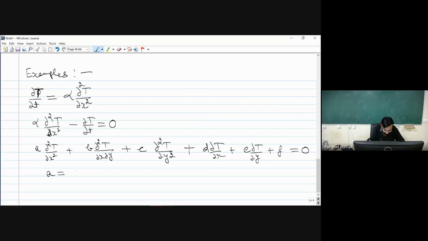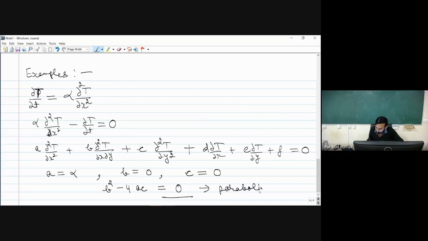A is equal to alpha. B is equal to 0 and C is equal to 0. Okay. So now if I calculate over here B² − 4AC, what am I getting? 0. So it means this particular equation has what kind of nature? Parabolic nature. Okay, so this particular equation, which is our transient one-dimensional heat conduction equation, is showing nothing but a parabolic behavior.